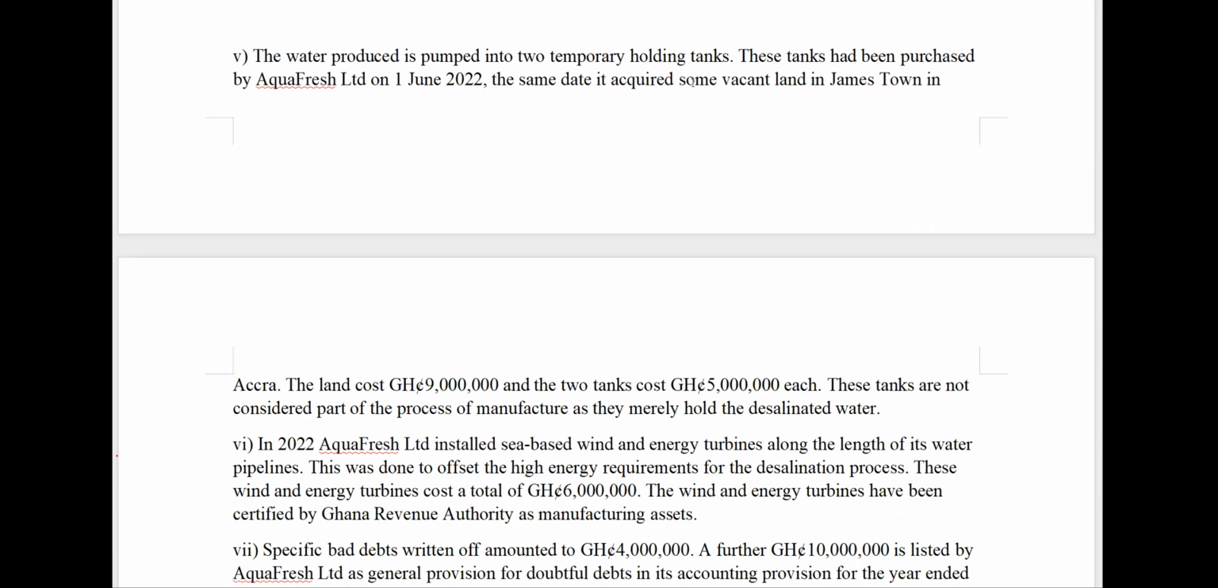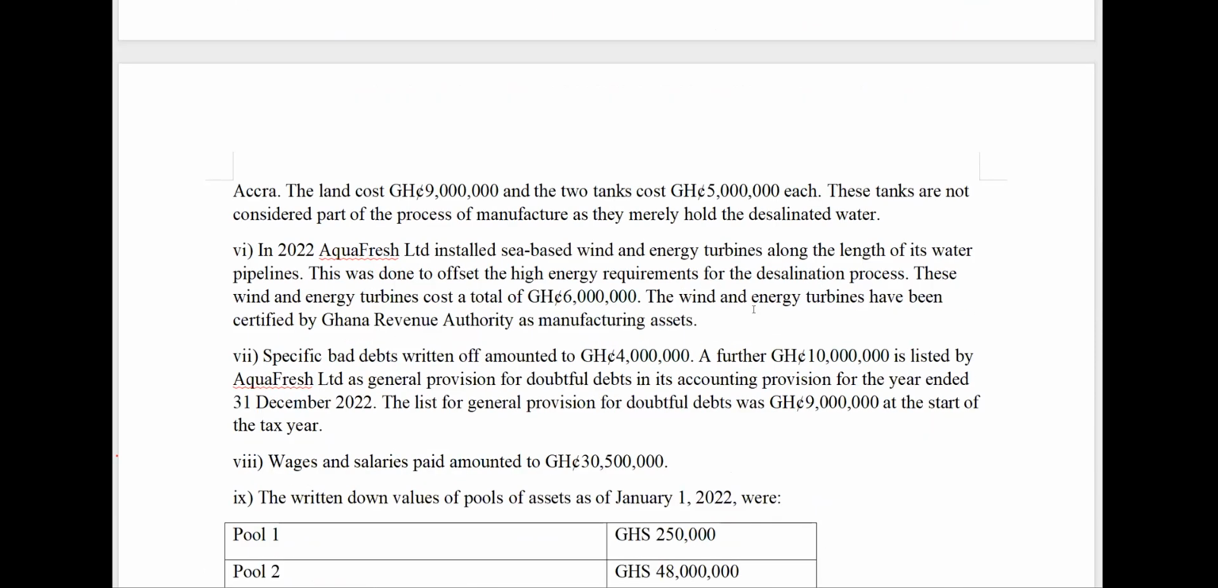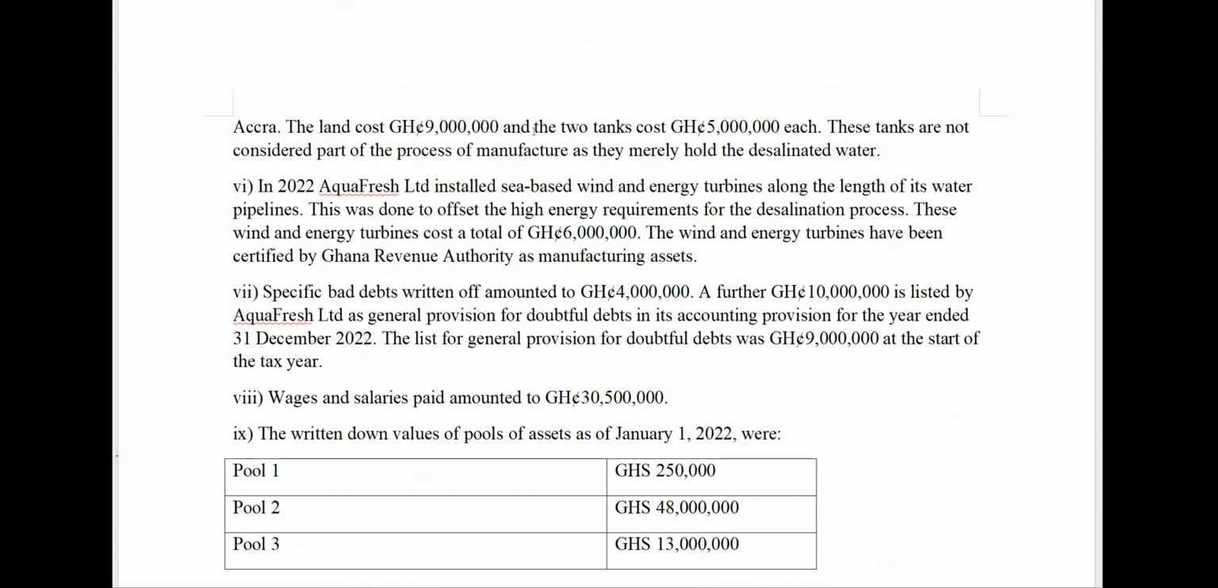The same date it acquired some vacant lands in Jamestown, in Accra. The land cost 9 million and the 2 tanks cost 5 million each. These tanks are not considered part of the process of manufacture as they merely hold the desalinated water.